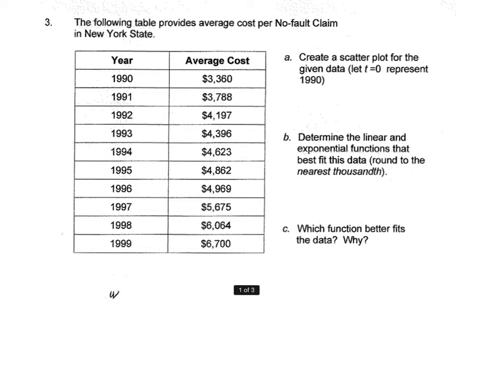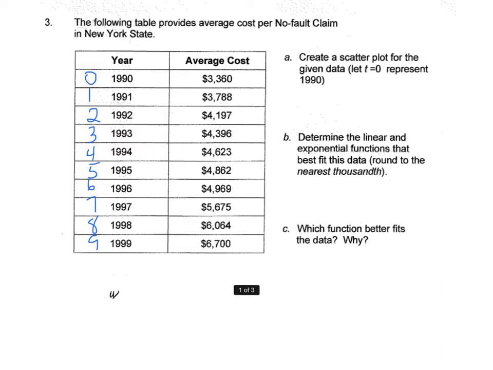All right, it says the following table provides average cost per no-fault claim in New York State. Create a scatter plot for the given data. Let t equal 0 represent 1990. What we're going to do is change our years from 1990 to be 0, and that'll be 1, 2, 3, 4, 5, 6, 7, 8, and 9. They basically don't want you to put 1990 in. They want you to put 0 in for 1990.